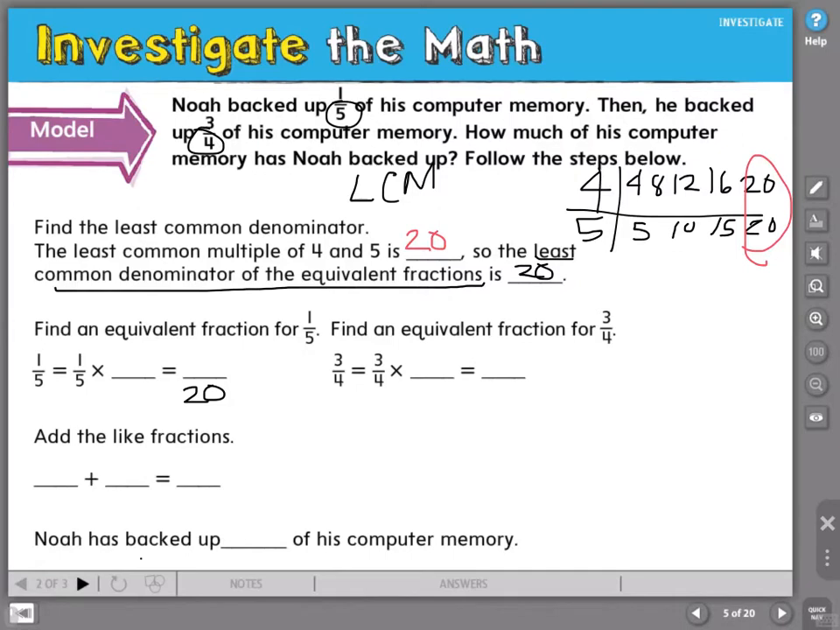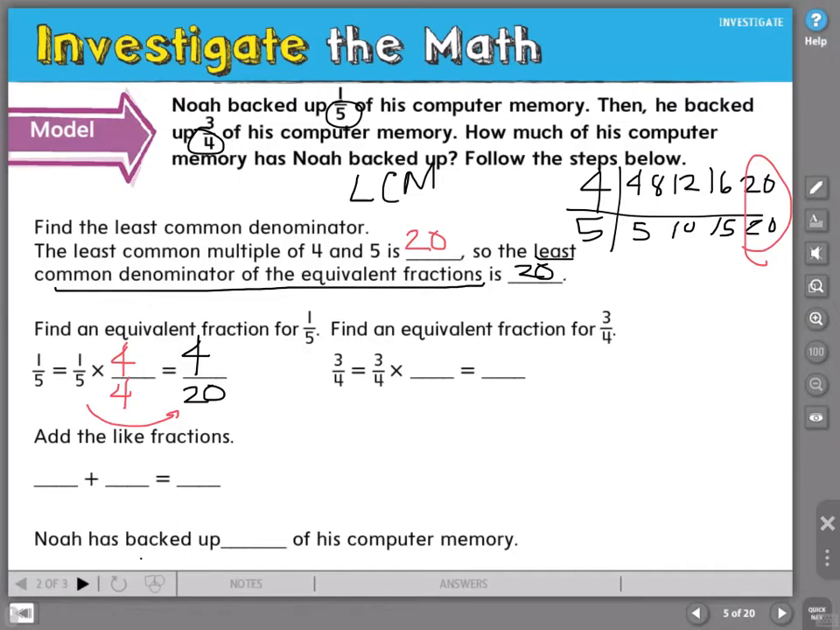We have to figure out what we do to 1/5 to turn it into an equivalent fraction with 20 as a denominator. Well, what do I do here? What do I do to 5 to make it a 20? I multiply it by 4. So I'm going to multiply by 4 over 4, also known as my big 1. That means, since I multiplied my denominator, I must also multiply my numerator. 4/20 is equivalent to 1/5.